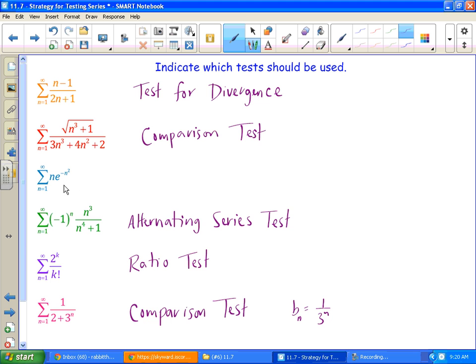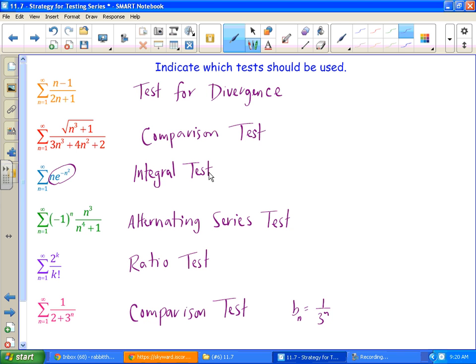Third one, I don't know. Okay, look at what's in here. If I did the integral of that, couldn't I just use a u substitution? So there I would probably use an integral test possibly. Not that it's going to be super easy necessarily, but that looks easy enough to take the integral of. So maybe integral test.